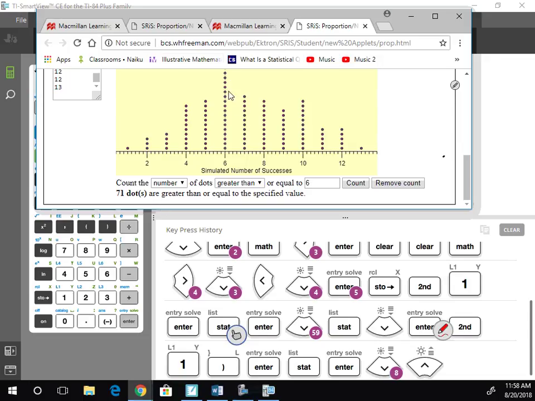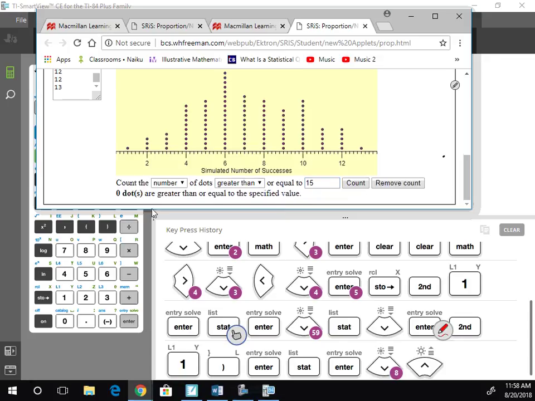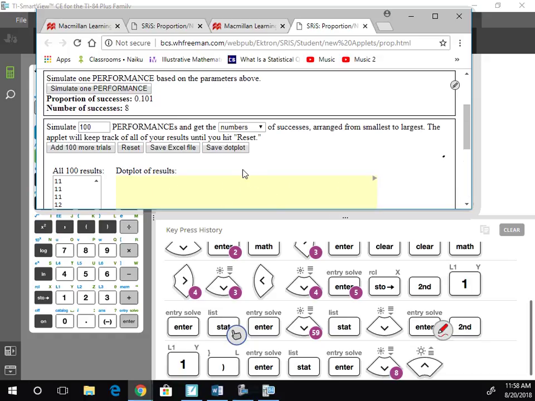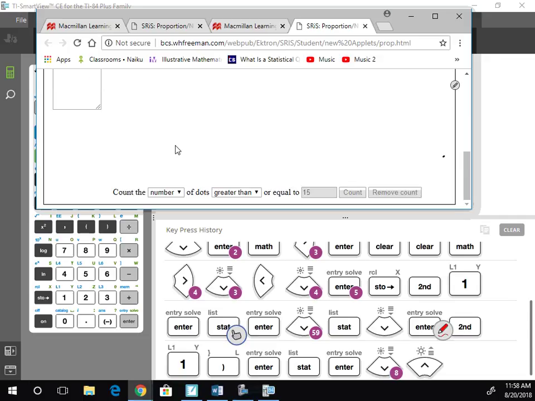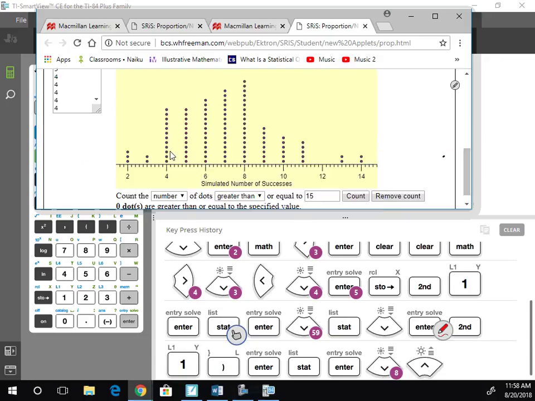So what they did was they counted these and up. So let's say our number was 15. When I type in 15, it says 0 dots are there or equal. Now, you can also save the dot plot. So if at any point you have to print off a dot plot, it will do it for you. If I hit reset, it's going to keep my numbers up here the same, but it's going to remove the dot plot. And if I type in 100, well, looky here. It gave me a whole different dot plot. So every time you do this, it will not be the same.